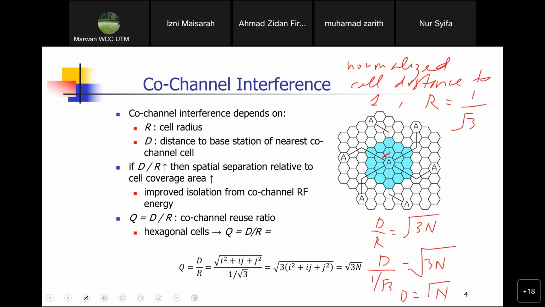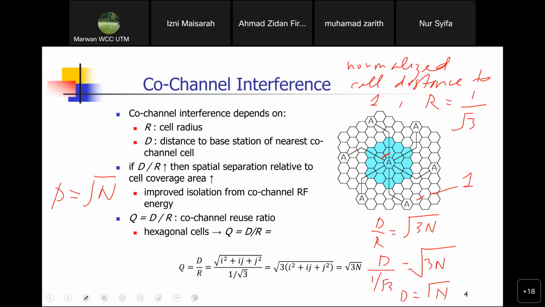Okay. So if you use a normalized distance between cells of 1, the radius is 1 divided by square root 3. That gives you the equivalent to square root 7. Okay, but it doesn't really matter. So this is what we derived before.